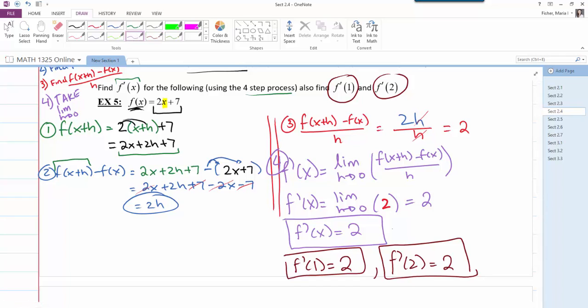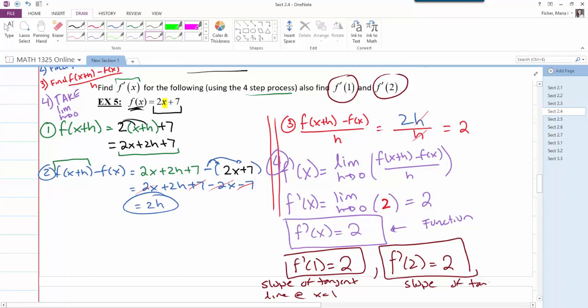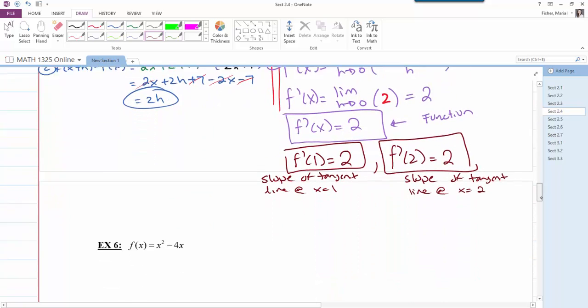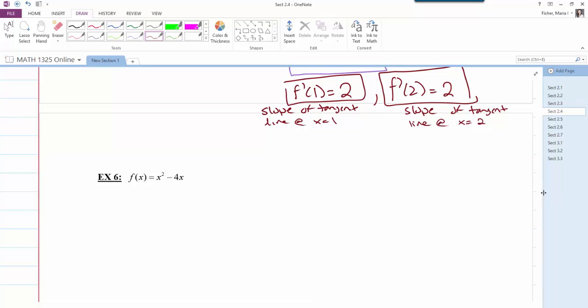So the derivative, this thing here, is a function. It actually is just a horizontal line, but it's a function. F prime of 1 equals 2 represents the slope of the tangent line at x equal 1, and f prime of 2 equal 2 represents the slope of the tangent line at x equal 2. All right, let's do another one of these.